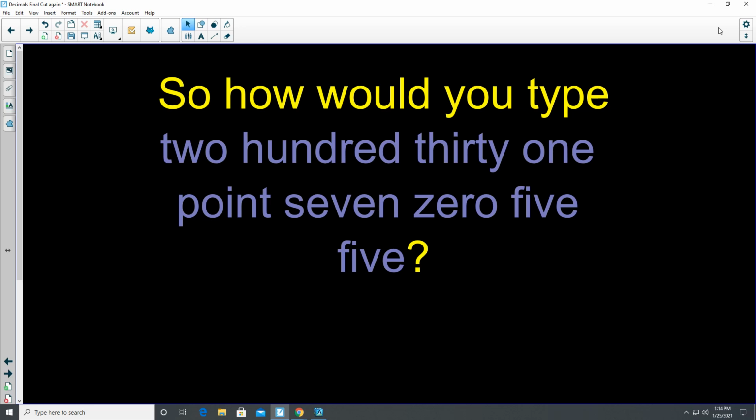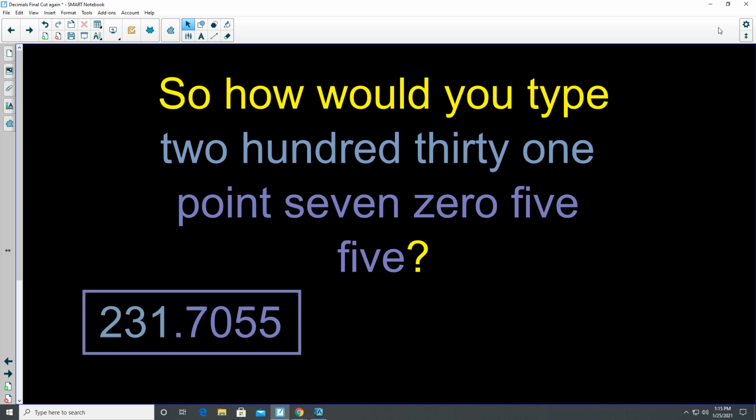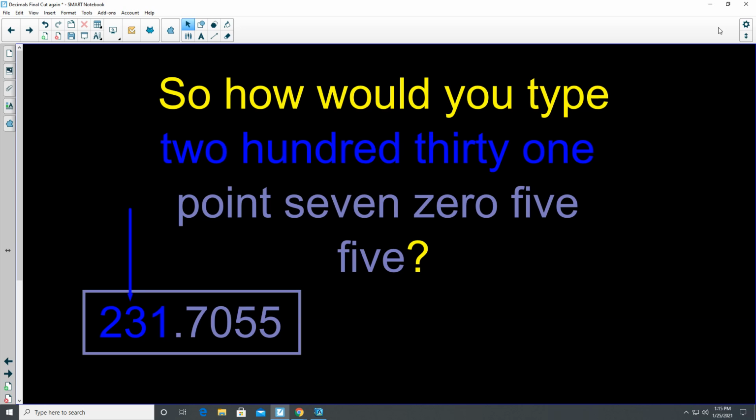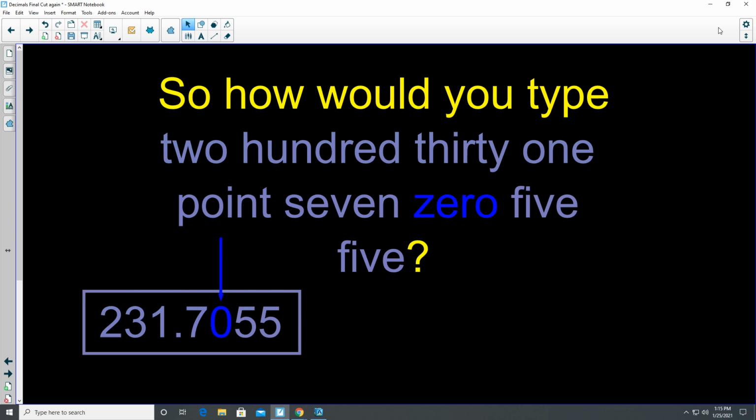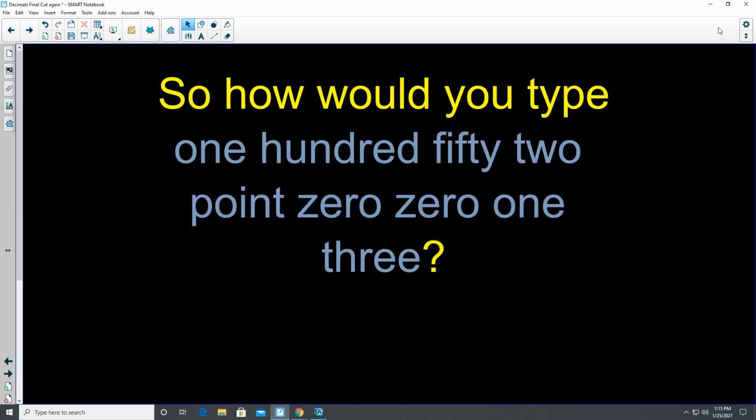So how would you type 231.7055? So here we have 231.7055. So how about this one? How would you type 152.0013? Like this.